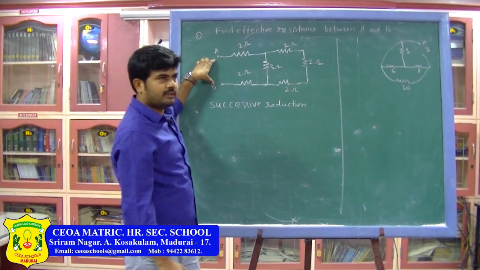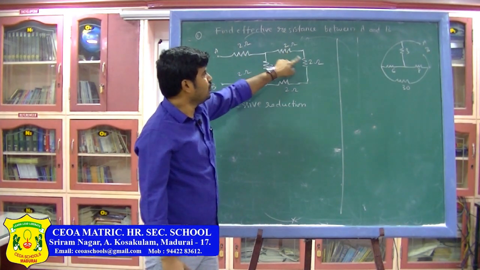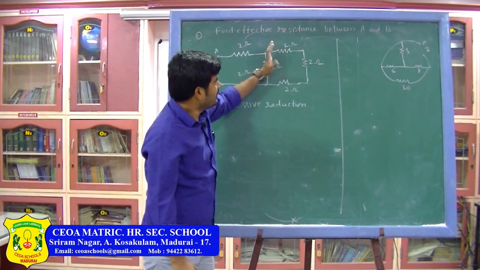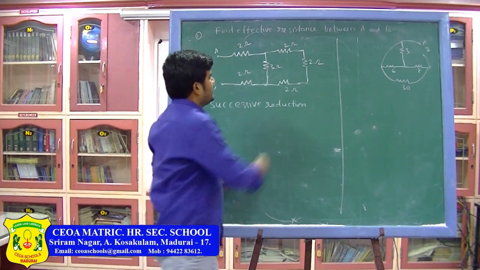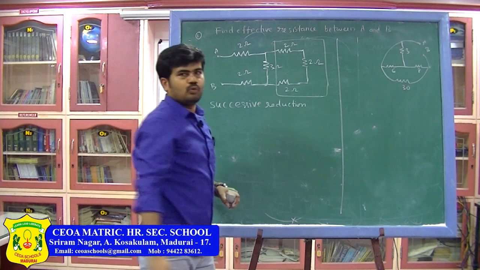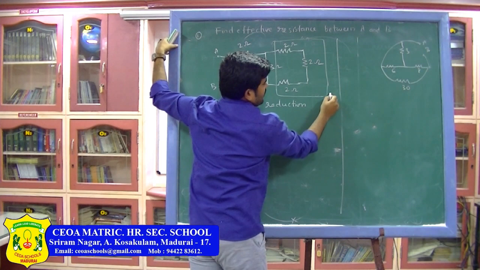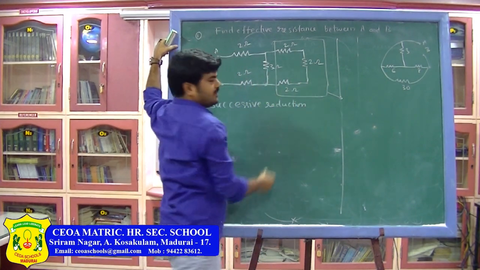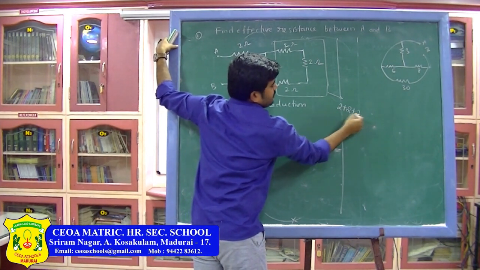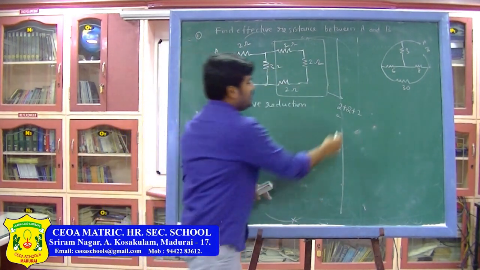If you see this circuit at this end, there are three resistors of 2 ohm each which are connected in series. So side by side connection is made in this particular part of the circuit. Now first we have to simplify this part. They are all in series, so the equivalent value of this part is 2 plus 2 plus 2, because resistance is R1 plus R2 plus R3. So that will be 6 ohm.